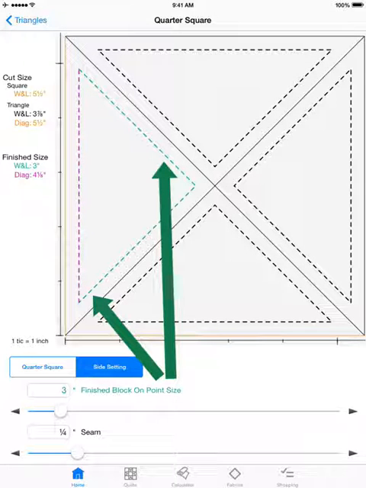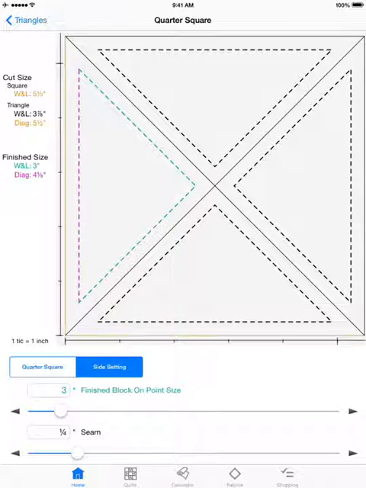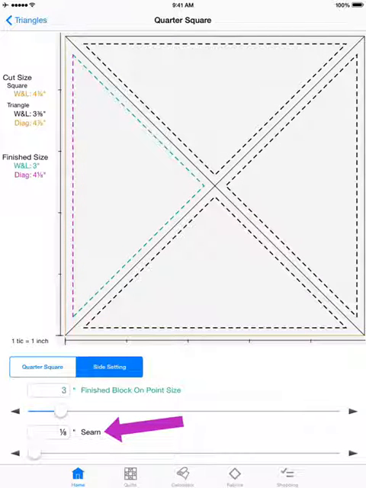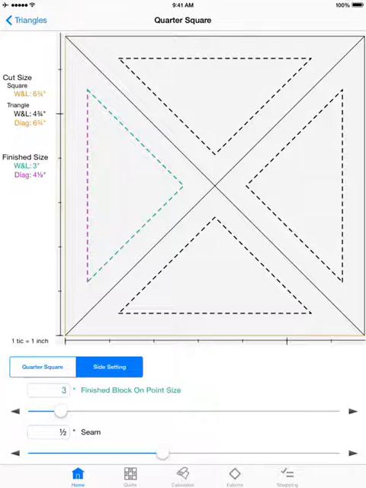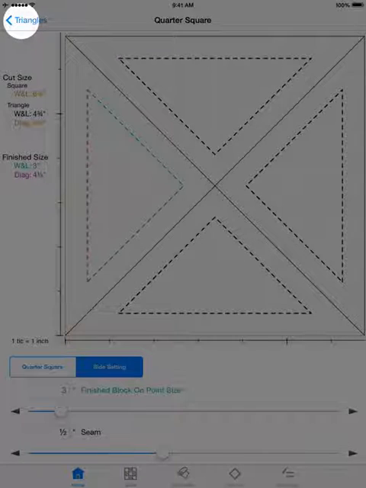And you can see the measurement that's important is the green finished block on point size and those angles that are important to determine the appropriate size of the square that you need to cut. And again, like in all of the calculators, you can adjust your seam size to be exactly what you need it to be. To go back to the calculators, just tap triangles.